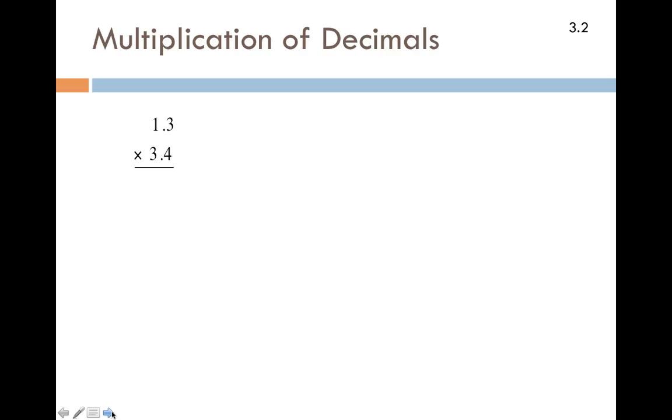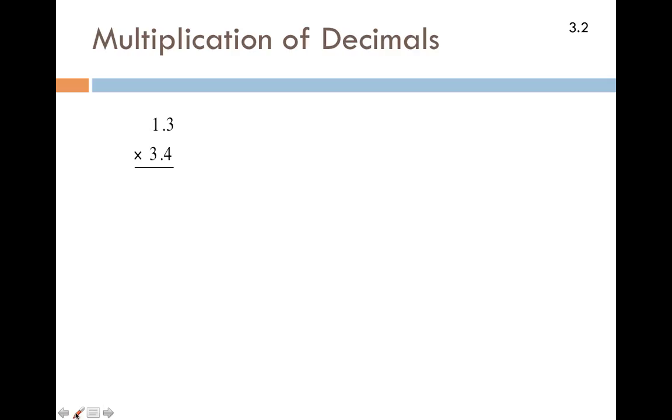How many numbers are behind the decimal in this problem that I have on the PowerPoint? Jennifer says there's one number behind the decimal. Rebecca has two. Sean and Norma have two. Cassidy has two. Yeah, that's right. There's one behind each, but we have a total of two. So the 3 and the 4, that's going to make 2. But yeah, Jennifer, each has 1, but we have a total of 2.